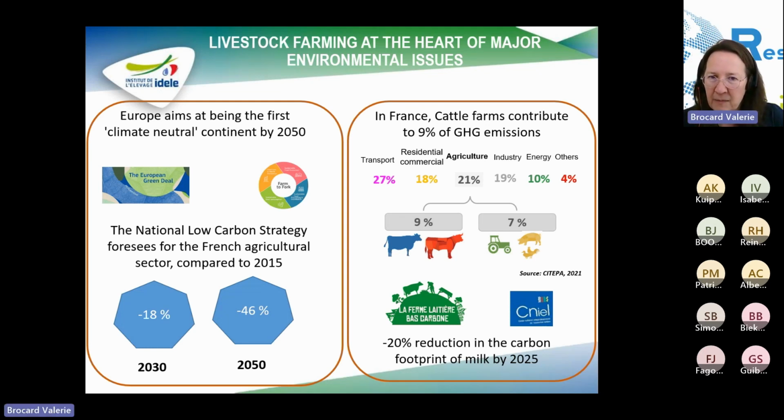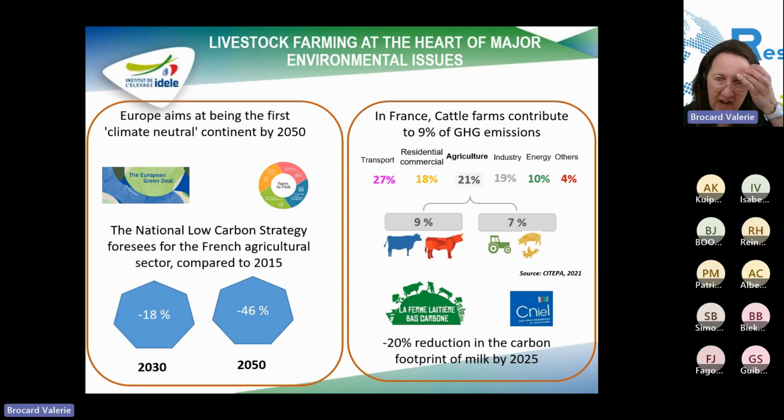In France, the main sector for GHG emissions is transport, followed by residential and commercial sectors. Agriculture comes third and represents 21% of the GHG emissions. Within this 21%, the cattle sector represents 9% of the emissions. So it's not the main sector, but of course it has an important weight and it's necessary to decrease this carbon footprint.